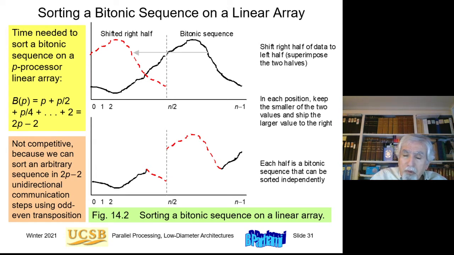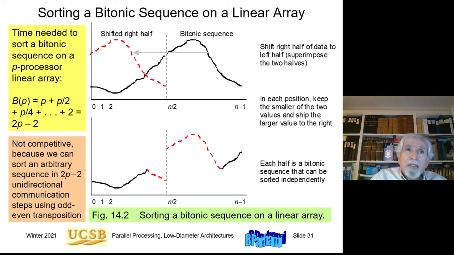Now, all the communications are unidirectional in this process because in the first phase of the algorithm, things move to the left, and in the second phase of the algorithm, things move to the right. So 2p minus 2 unidirectional communication steps.